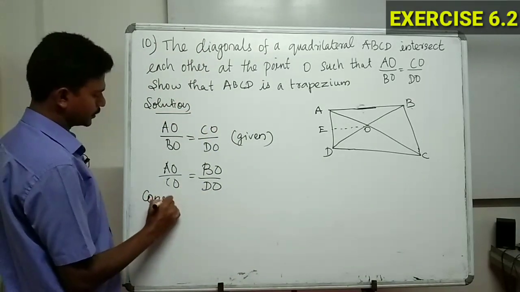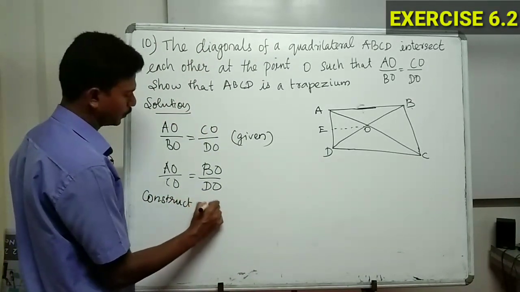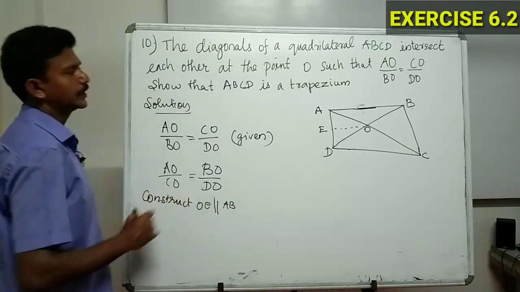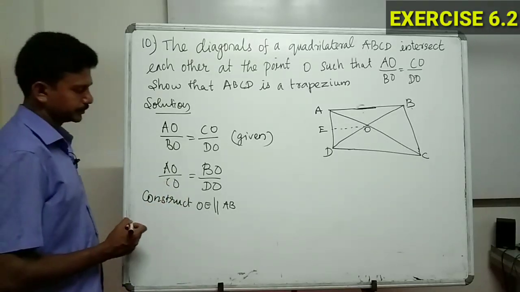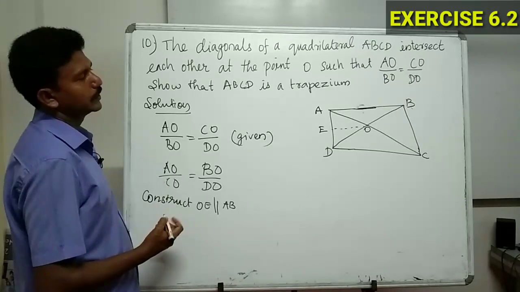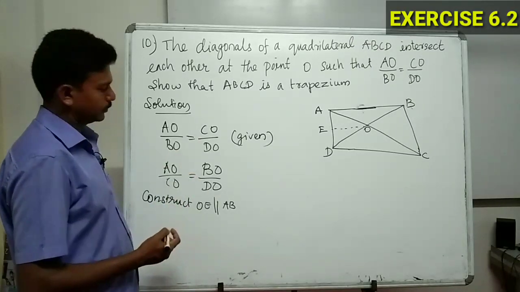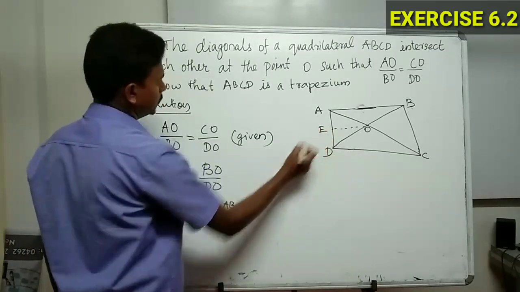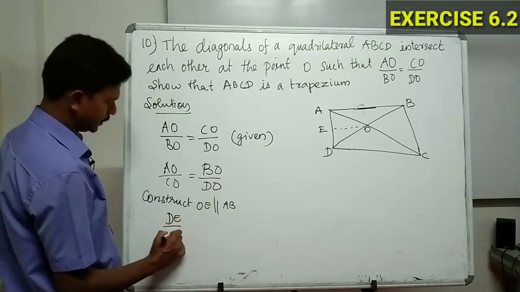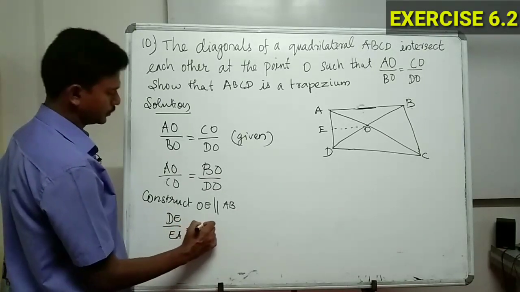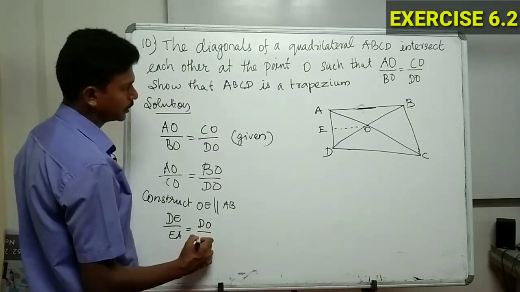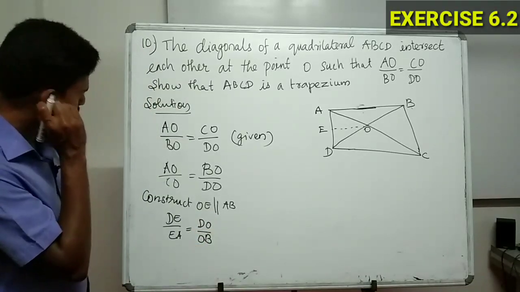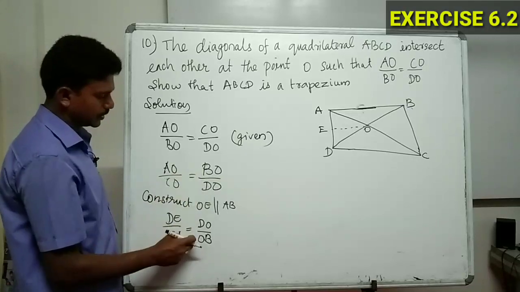So here construct OE parallel to AB. We are only saying that it is parallel to AB. After doing this, now we can use which theorem? The basic proportionality theorem. After constructing it, we can say that DE by EA is equal to DO by OB.